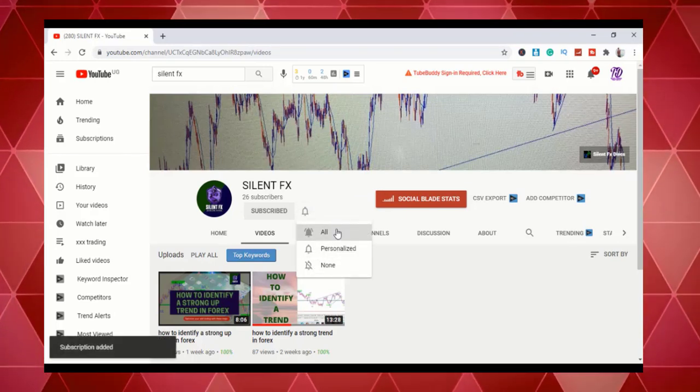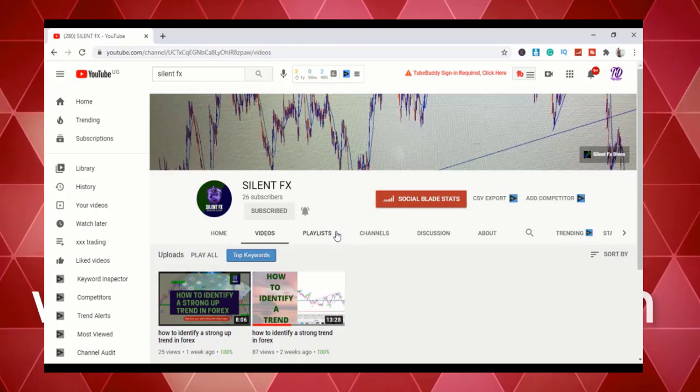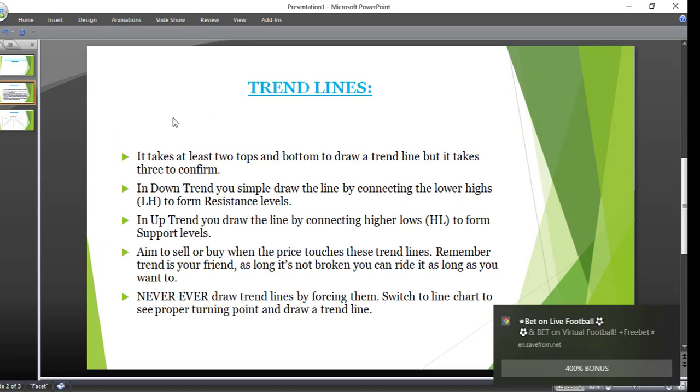Now, without wasting time, let's jump into our topic and see the steps one can take to draw proper trend lines. It takes at least two tops or bottoms to draw a trend line, but it takes three to confirm. Now, what do I mean here? If you are to draw proper trend lines in the Forex market, you must at least take two tops or bottoms of the structure in the market in order to get confirmation on how to draw proper trend lines.